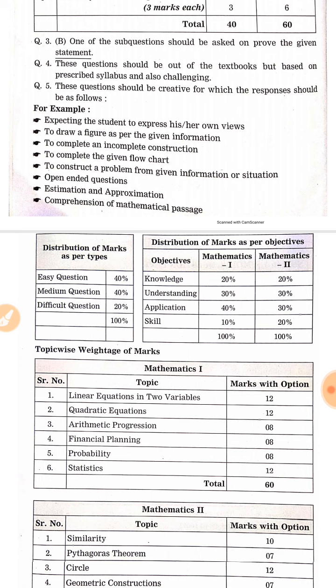Now, distribution of marks as per the objectives. For mathematics 1 as well as 2, 20% of questions are based on knowledge, 30% of questions are based on understanding, 40% of questions are there to check your ability of application of the concepts, and 10% are based on skill. So these are the objectives: knowledge, understanding, application, and skill.